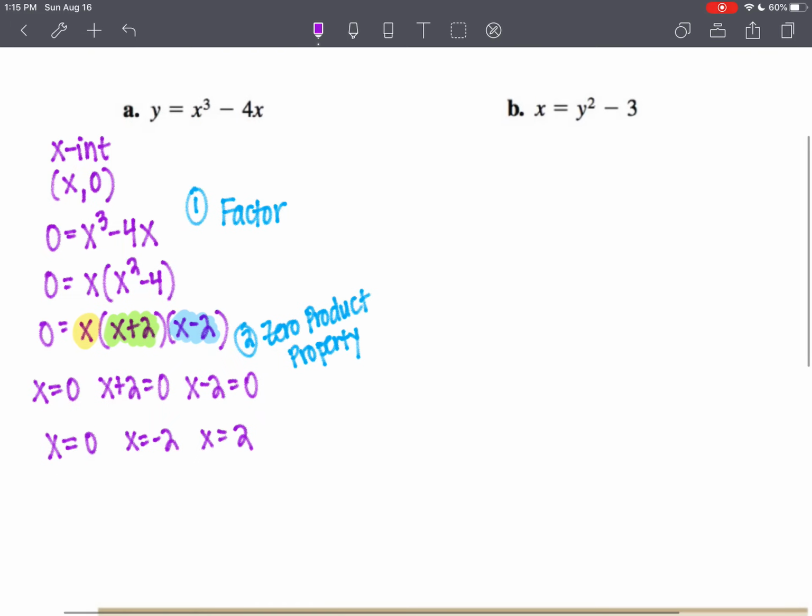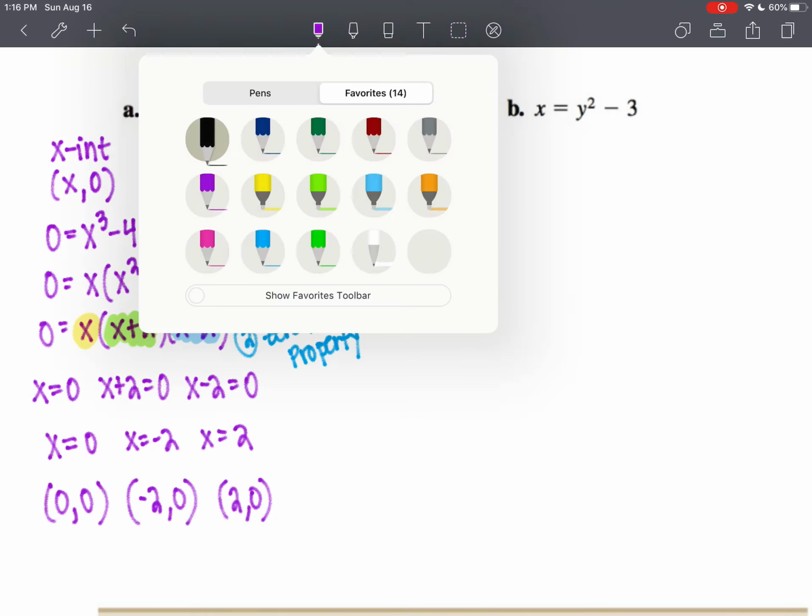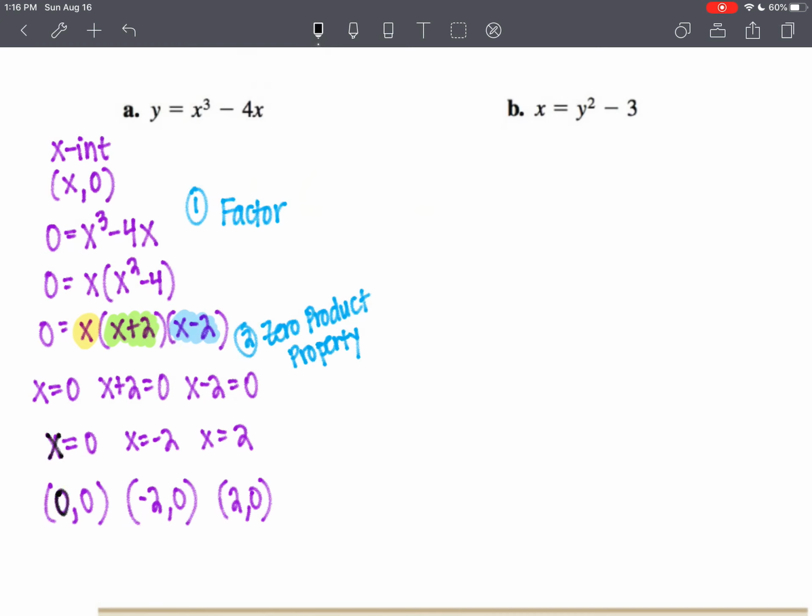But these are not x-intercepts. These are what appears to be either solutions or maybe even equations of vertical lines. So our x-intercept is always written as an ordered pair. So 0, 0, negative 2, 0, and 2, 0. A common mistake is that sometimes students put those numerical values, 0, negative 2, and 2, in the wrong position. Remember, this is what x is equal to. So x is the first value of your ordered pair. And that is our x-intercepts.